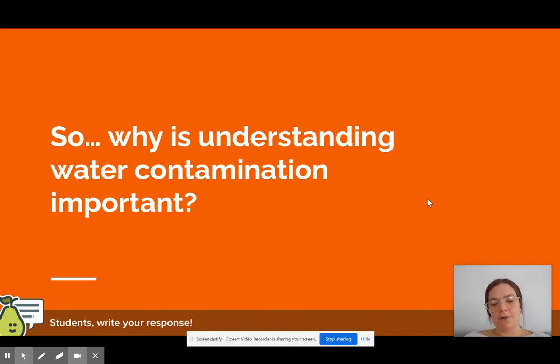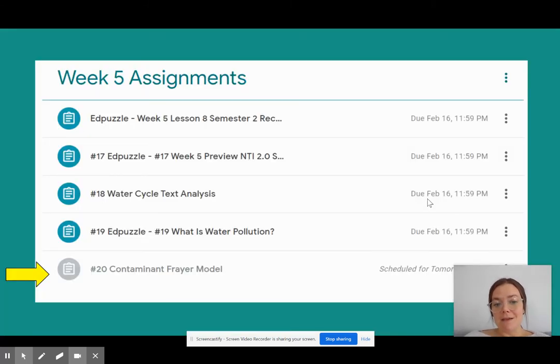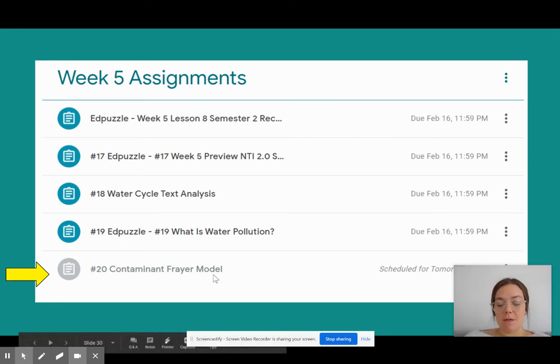So, why is understanding water contamination important? It's important because we're the consumers. We're the ones that are using the water. We're the ones that are relying and trusting that it's safe for us. So we do need to have some sort of understanding so we can make good, safe choices for ourselves and our families.